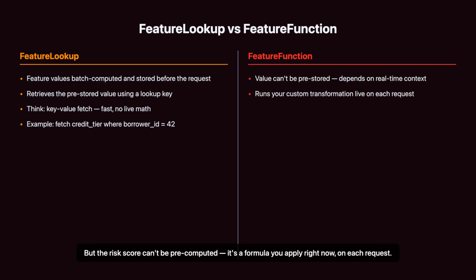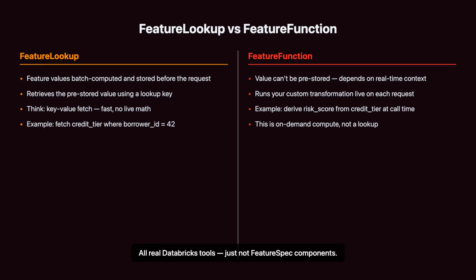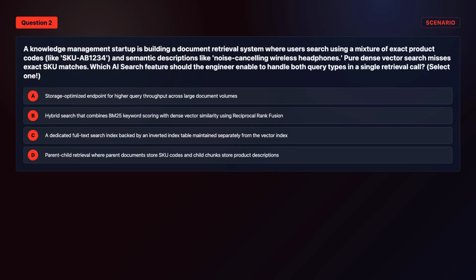But the risk score can't be pre-computed. It's a formula you apply right now, on each request. That's feature function. It runs your transformation live, on the spot. The inference logger, text embedder, and vector searcher, all real Databricks tools, just not feature spec components. The question rewards knowing you need one to fetch and one to compute. Here we go. Question 2.